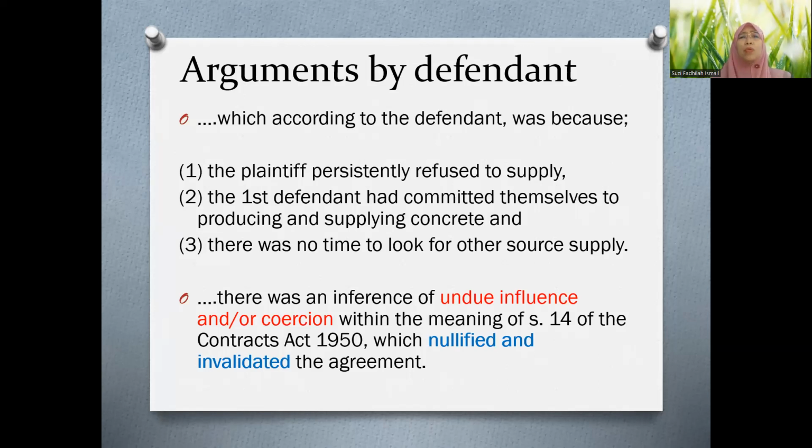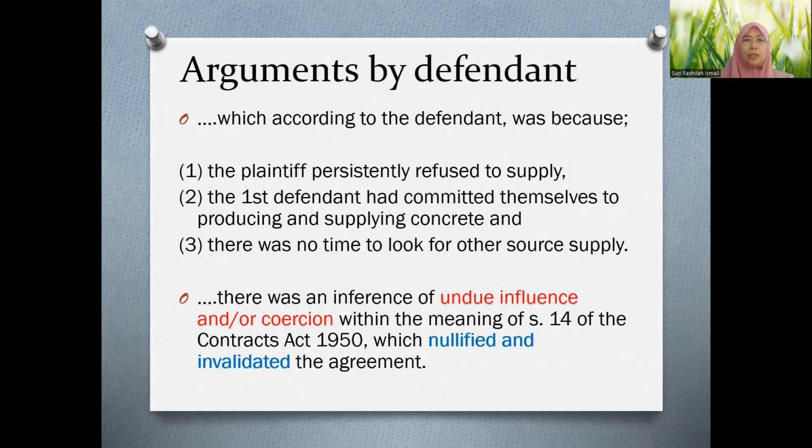They said, well, we agreed because the plaintiff persistently refused to supply, so we don't have a choice. We have to agree to the higher price. Another argument here: the first defendant, the purchaser, had committed themselves to producing and supplying concrete. They have some commitment here. They said they needed the bars because they needed to produce and supply concrete. And another argument, we don't have time to look for another supplier to supply us the round bars. And then the case was brought both under 15 and 16.